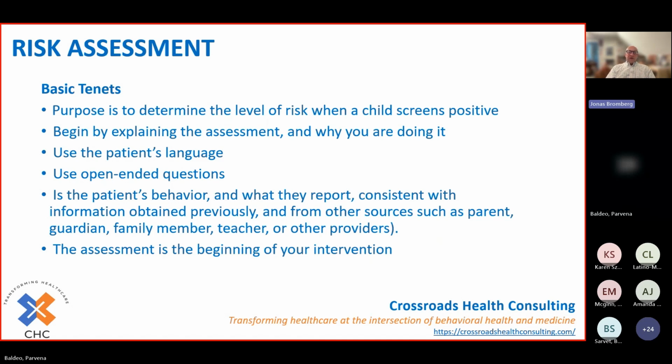One thing we want to observe is whether the patient's behavior and what they're reporting right now in the moment is consistent with information that you may have obtained previously, from the patient or from other sources. And to keep in mind that this step of assessment is really the beginning of your intervention. Again, conveying this in the patient's own language is really going to help them feel heard and understood in an important way.